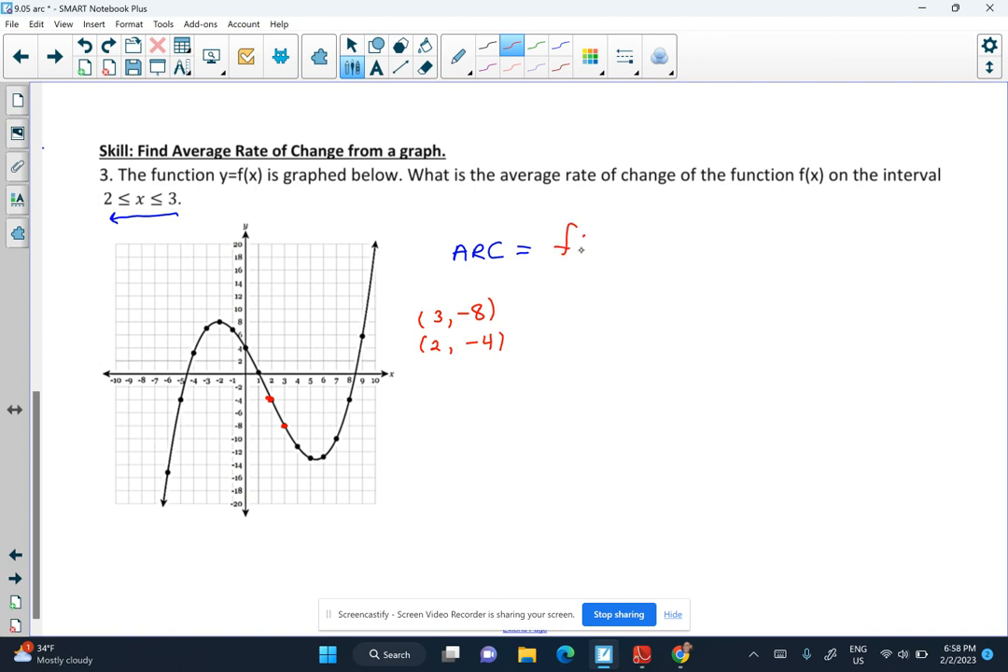So I'm evaluating the function at 3, and from that I'm subtracting out the value of the function at 2 over 3 minus 2. And again, this is the kind of work I would expect and the Regents would expect. So here's my x, here's my y. So it's negative 8 minus, don't forget that negative 4 over 3 minus 2. You have to be careful to be consistent. So negative 8 plus 4 is negative 4 over 1, or negative 4.